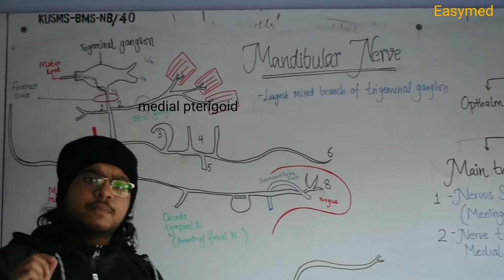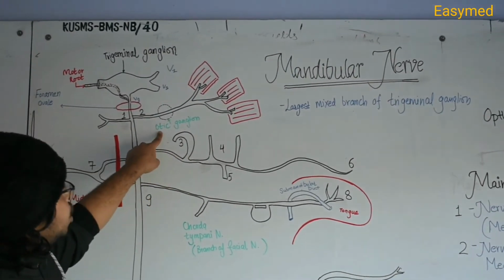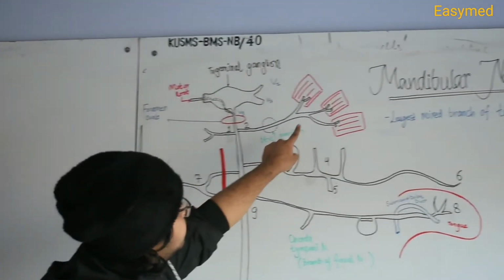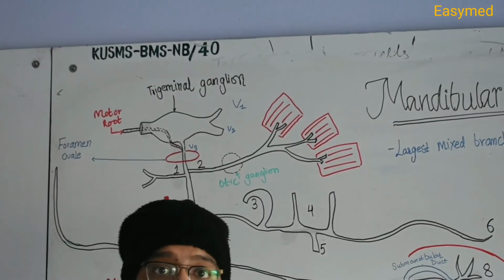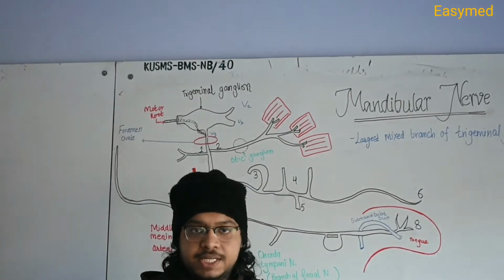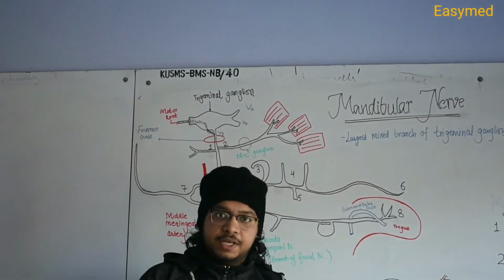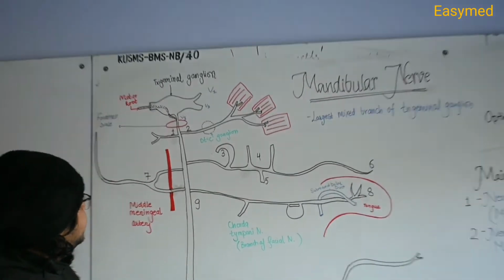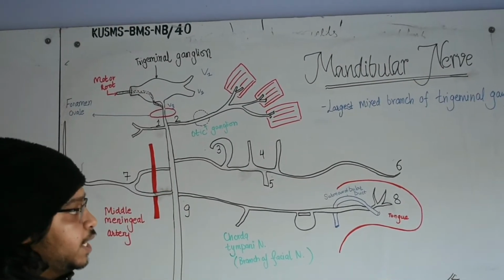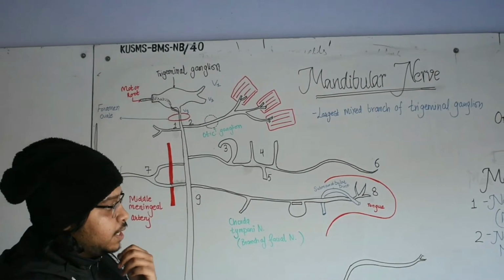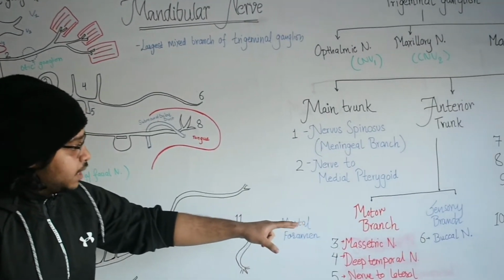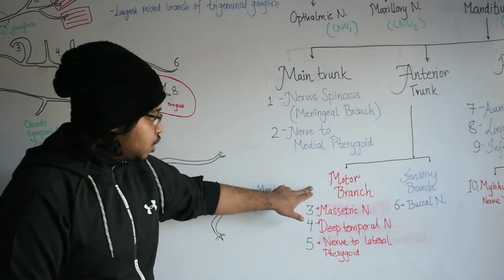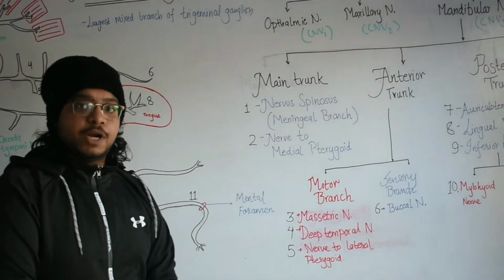It also has a motor root which goes to the otic ganglion here and supplies two muscles more, which are the tensor palatini and the tensor tympani. Now let's see the anterior trunk and the posterior trunk. Anterior trunk is divided into two parts, one is the motor branch and one is the sensory branch.